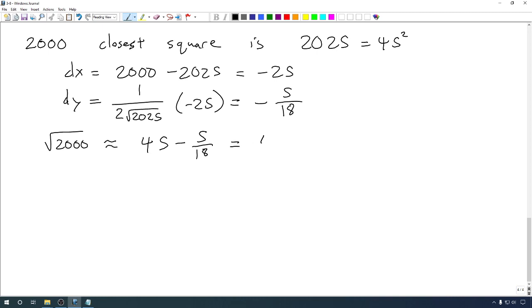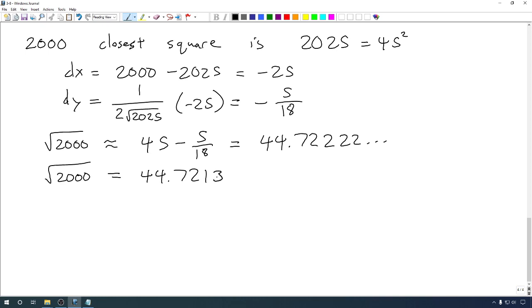And if we work that out, we get 44.722 repeating. Well, the calculator answer for the square root of 2000 is 44.721359. So we're not quite as accurate as we were on the previous one. The previous one we had 4 correct decimal places. Here we only have 2, and almost 3. The 1-3 is not too far off from the 2 at the end.